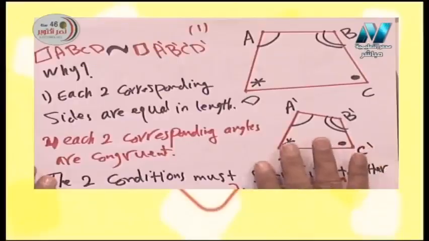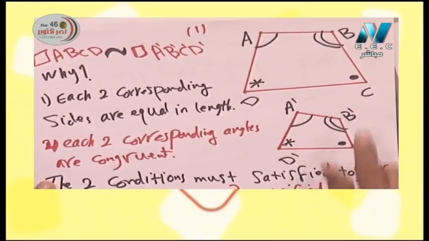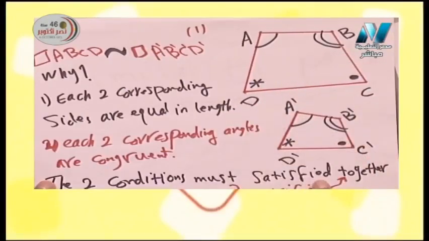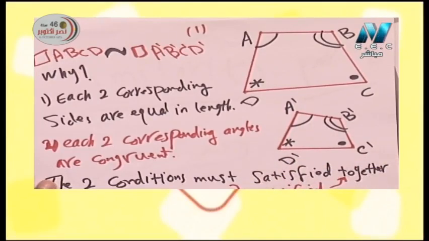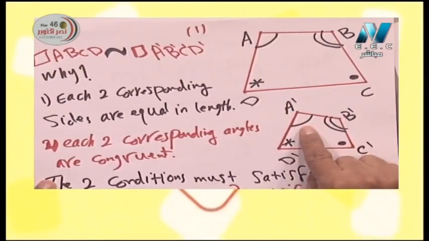I'll show you the first figure here. Yes, we have two polygons. This is a quad and this is another quad. This quad is called A, B, C, D, and this quad is called A dash, B dash, C dash, D dash. They are similar. Why are they similar? Because each two corresponding angles are equal in measure or congruent.